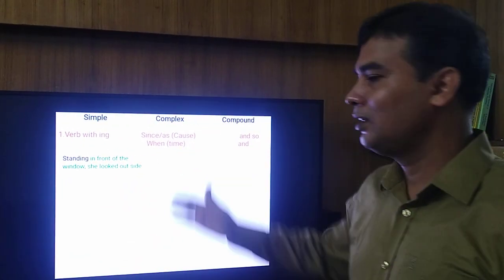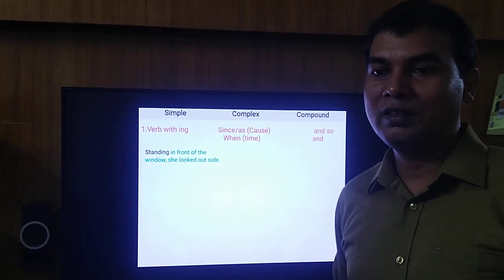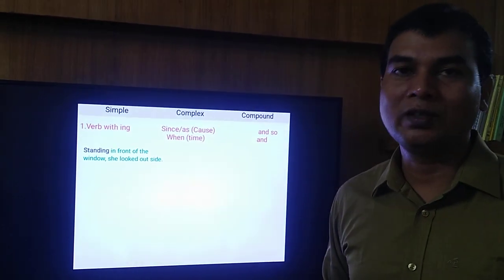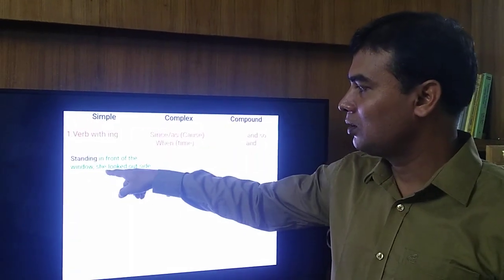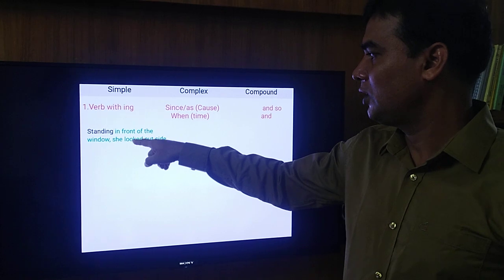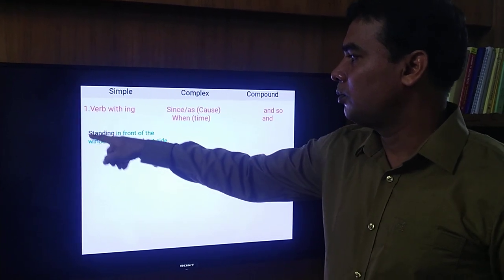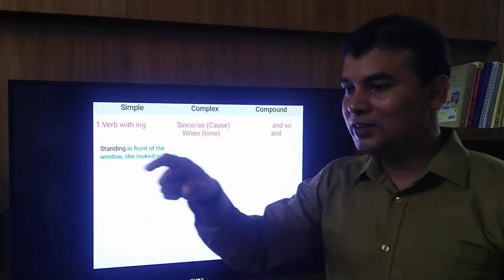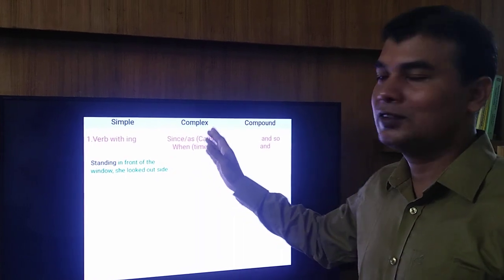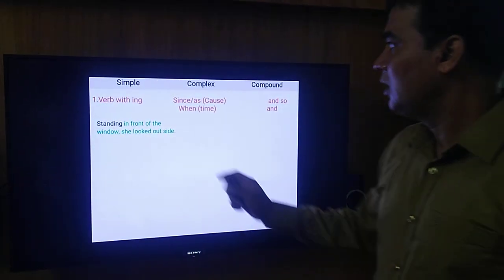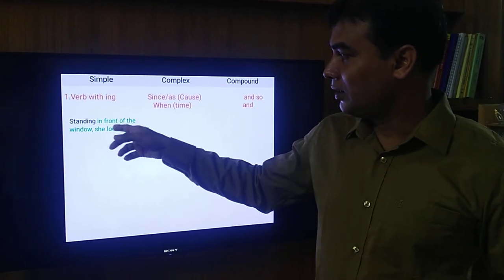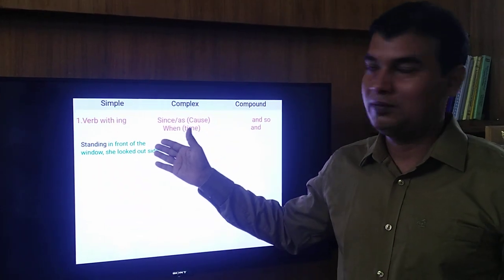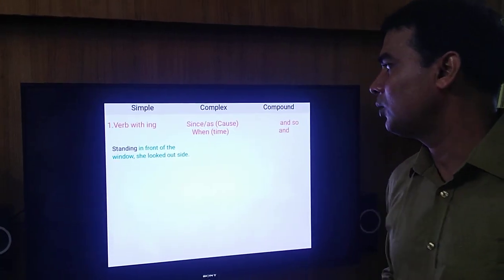Okay, now complex sentence. You can remember, to make a complex sentence you need at least one principal clause and at least one subordinate clause. And here you have already got a principal clause, she looked outside. So the rest portion of the sentence, standing in front of the window, you have to change this portion as subordinate clause. Okay, now try to get the meaning of this sentence, whether it indicates cause or time.